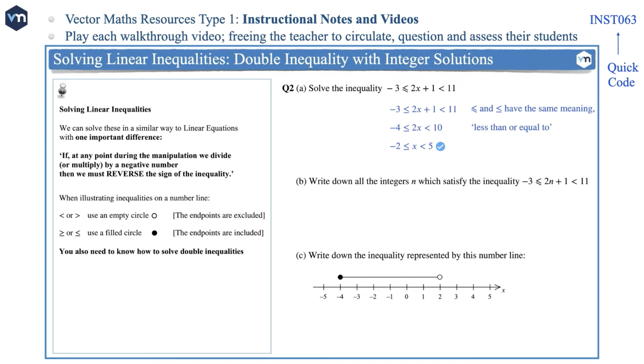In Part B, we need to write down all the integers n which satisfy the inequality: -3 is less than or equal to 2n + 1, which is less than 11. Now the integers are the whole numbers, positive and negative, including 0.